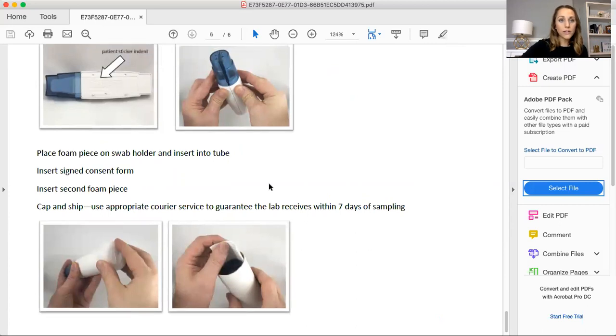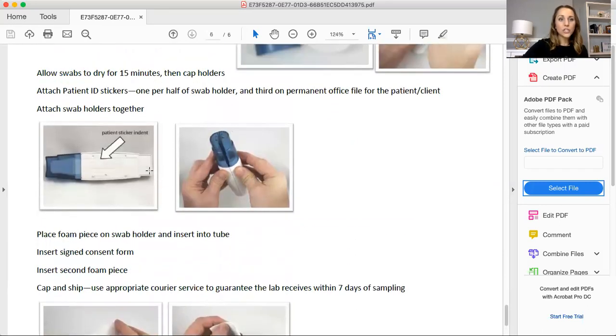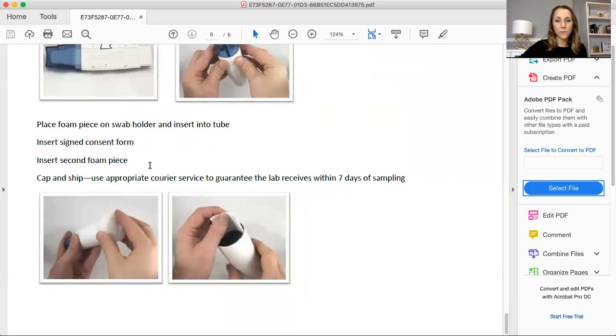You also want to make sure, and I did forget this, to attach the patient ID stickers, one on each half of the swab tool holder, a third on the permanent office file. You could give one to the patient for their records. We do give you 4. You want to make sure you do that because that is the only identifying piece of information on the swab that, for you, the practitioner, is going to match it to the patient. That's how we keep confidentiality with our GeneSNP DNA analysis program.